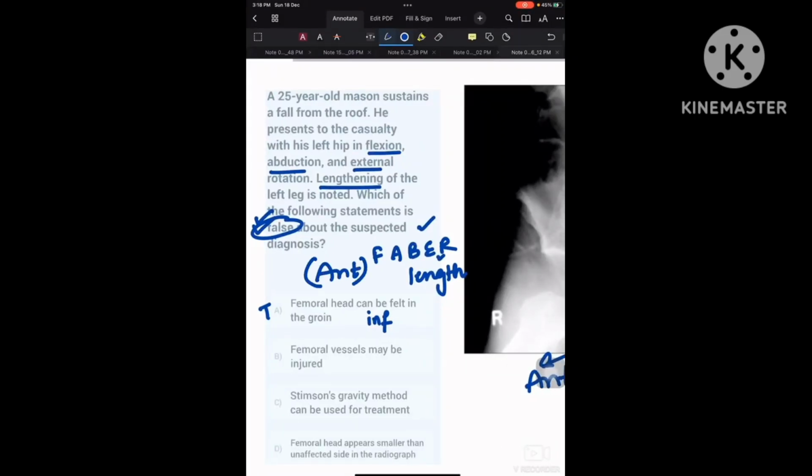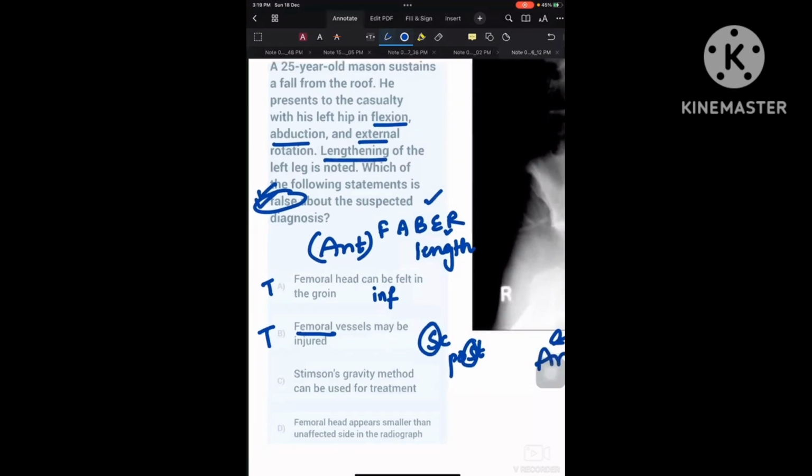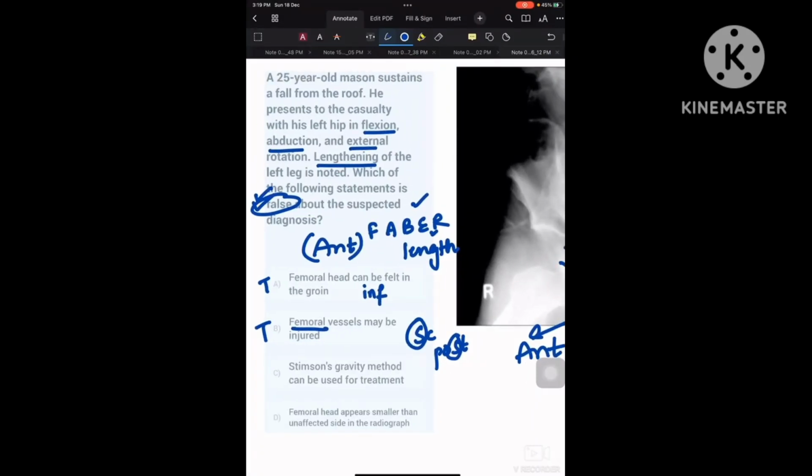Coming to the second option, which is femoral vessels may be affected. Yes, this is true because sciatic is affected in posterior dislocation, whereas femoral is affected in the anterior dislocation. Coming to the third option, which is about Stimson's gravity method can be used for the treatment. Let us put this option aside because as of now we don't know about this Stimson's gravity method.